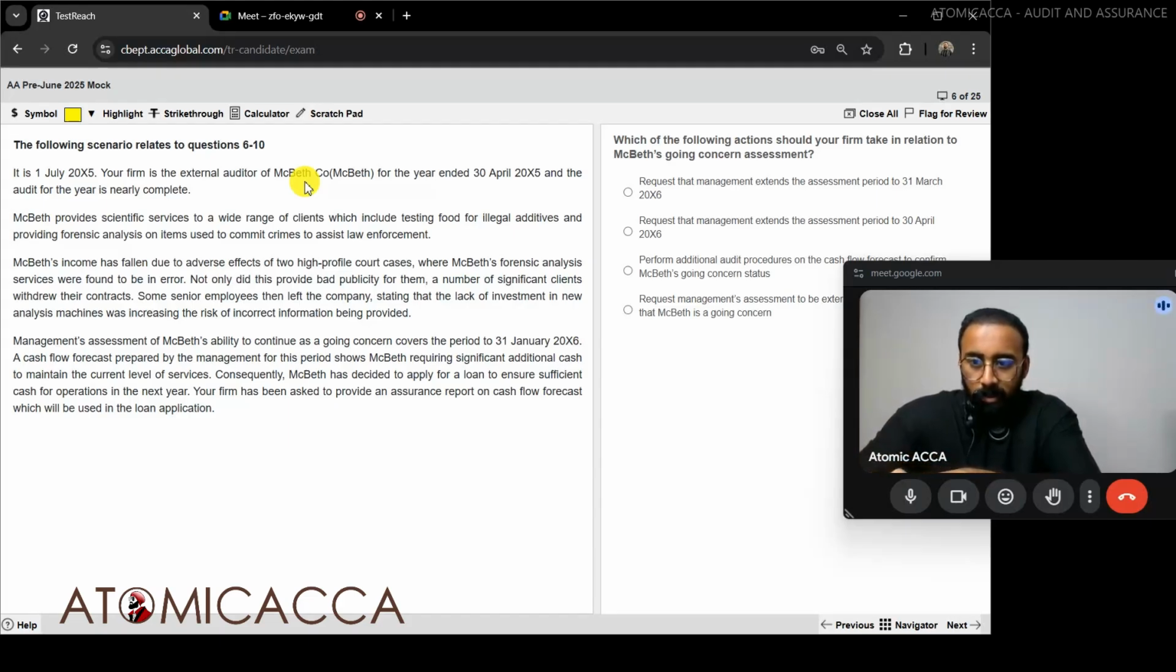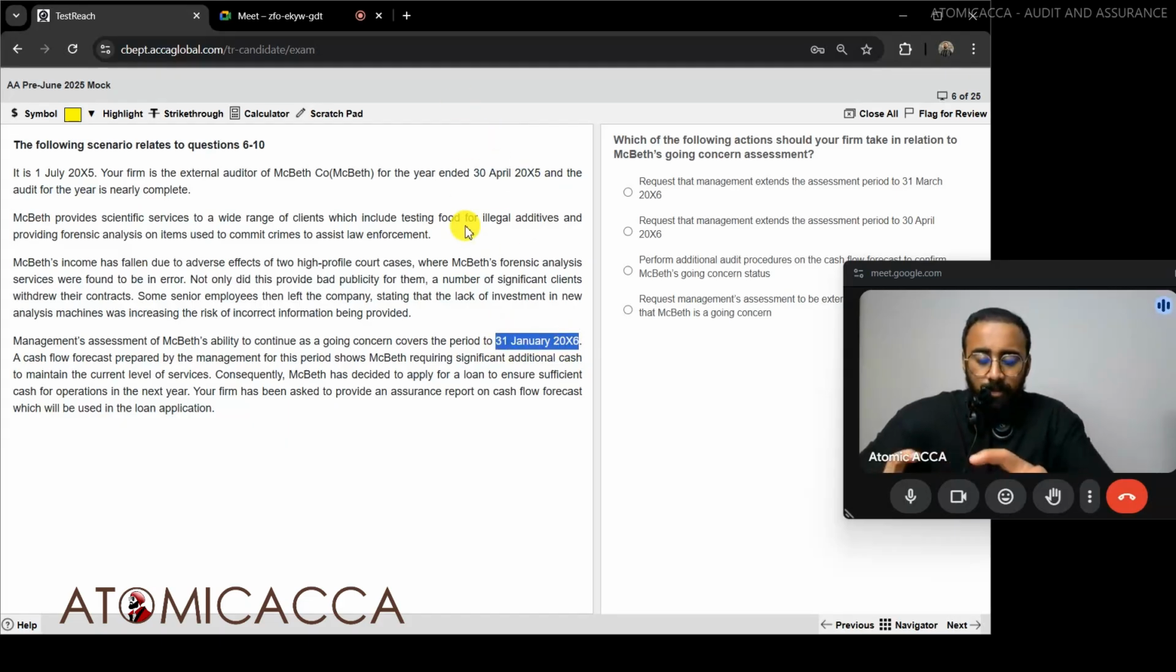So things are going bad with the client. Management's assessment of Macbeth's ability to continue as a going concern covers the period to 31st Jan X6. What is the year ending? 30th April X5. They are covering it till 31st Jan X6. Okay, this is one direct indicator of something going wrong.